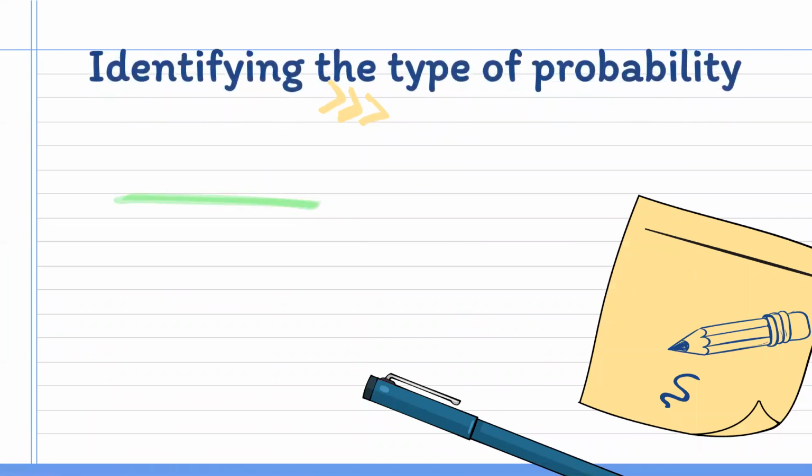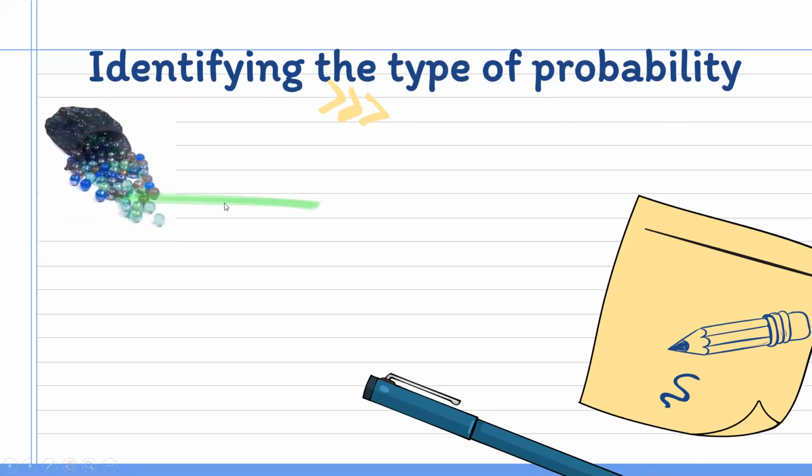Next, identifying the types of probability. You've already learned what the types of probability are. We have the experimental and the theoretical probability. Again, when you say experimental, you do the experiment. Theoretical, you use the theory or the variables or the given data. You could just simply figure out the answer based on the given data.